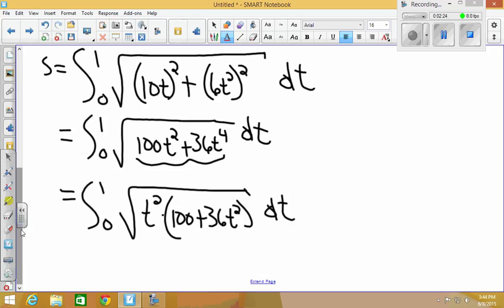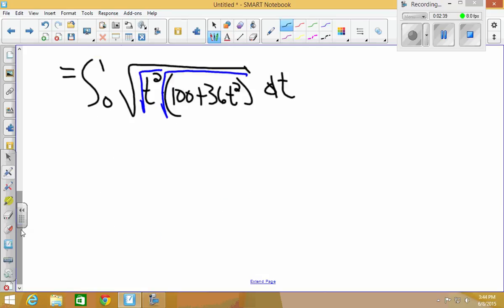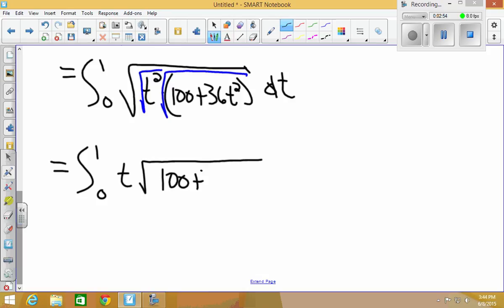Thankfully, the square root breaks up over multiplication. So this would be the same as the square root of t squared times the square root of 100 plus 36t squared. The square root of t squared, the square root and the square go away. Those are inverse operations as long as t is positive, which it is in the interval from 0 to 1. So this is the integral from 0 to 1 of t times the square root of 100 plus 36t squared. So we just have to figure out how to get this integral done.